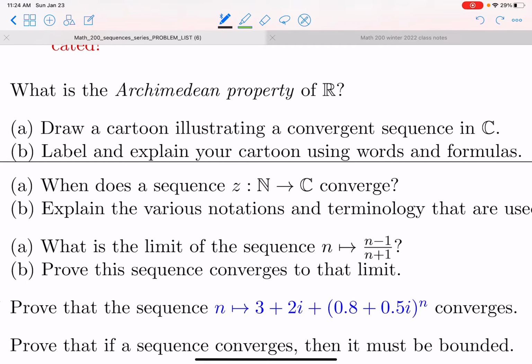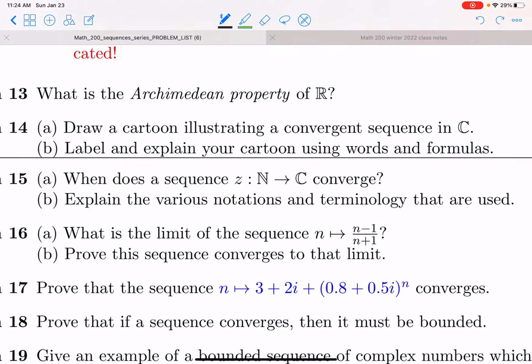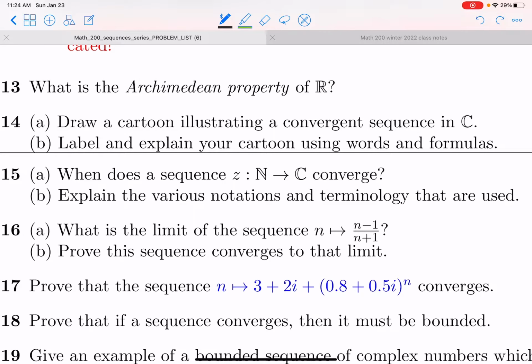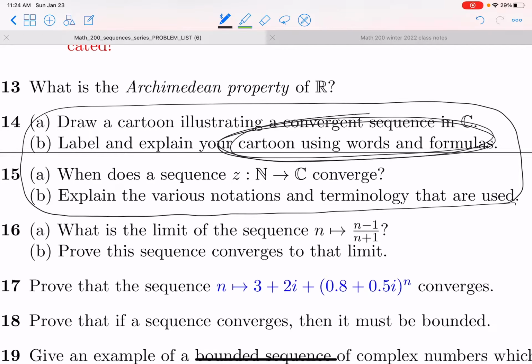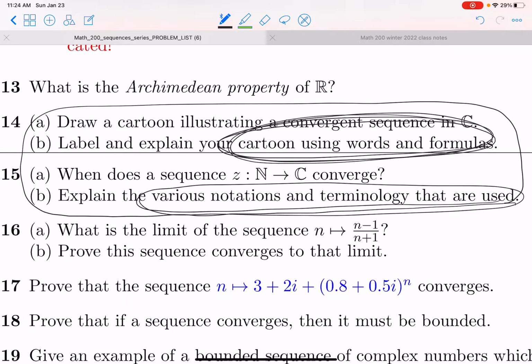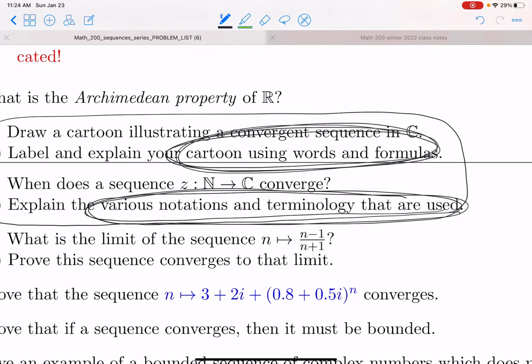Now, very similar is problem 15. So these are poorly written on my part. These are basically the same problem, except maybe this one wants you to label the cartoon and explain the cartoon, and this one wants you to note the various notations and terminology that are used. So let me just at least talk about these two questions for a bit.